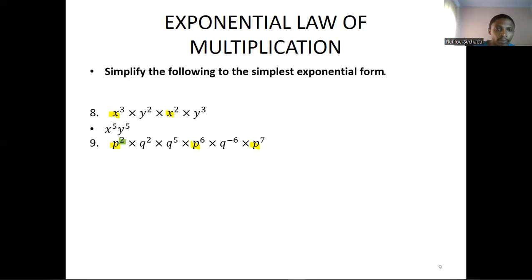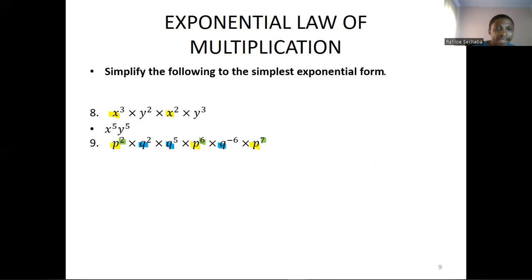Two plus 6 plus 7. How much is that? It is indeed 15. What about the q's though? I'll end up having p to the exponent of 15 times q to the exponent of what? 2 plus 5 is 7.